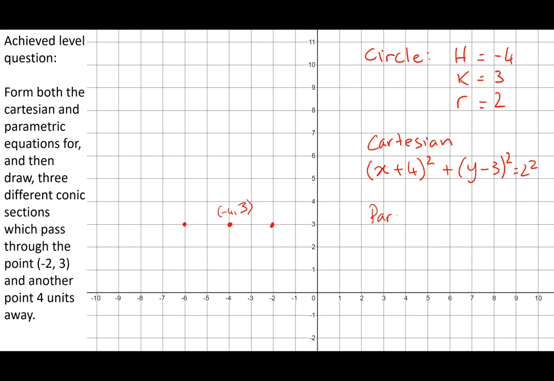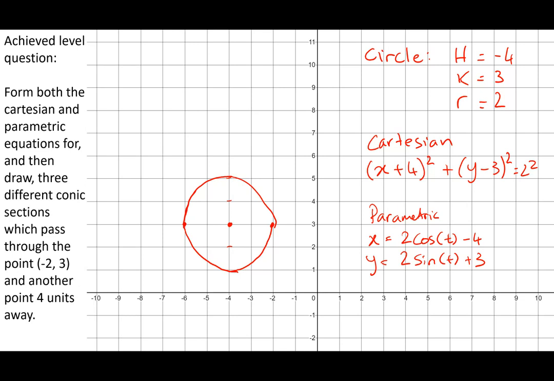For parametric, I'm going to have x equals 2 cosine of t minus 4, and y equals 2 sine of t plus 3. Then I can go ahead and draw my conic. Remember, if I'm doing a circle, the radius will take me 2 up and 2 down. So my circle should look something like this. Oh, that last one was a bit wonky. Not too bad.